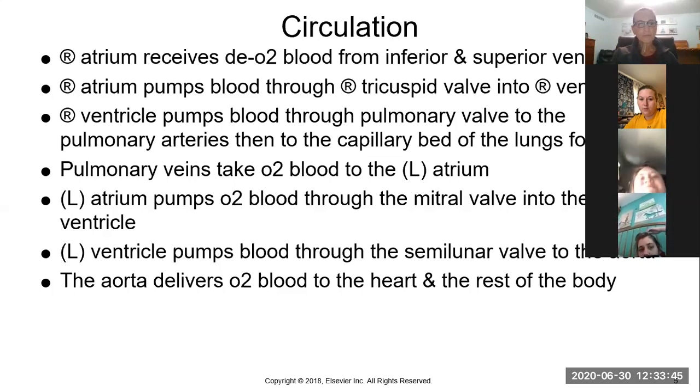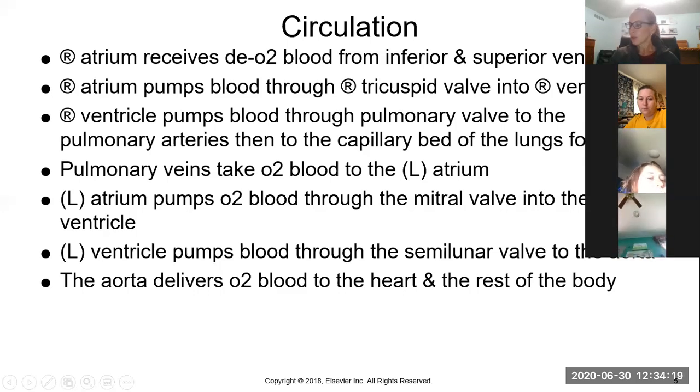Okay? The pulmonary veins then take the oxygenated blood to the left atrium. Here the left atrium pumps the oxygenated blood through the mitral valve into the left ventricle. And then the left ventricle pumps the blood through the semilunar valve to the aorta. And then the aorta delivers the oxygenated blood not only to the whole body, but to the heart itself.